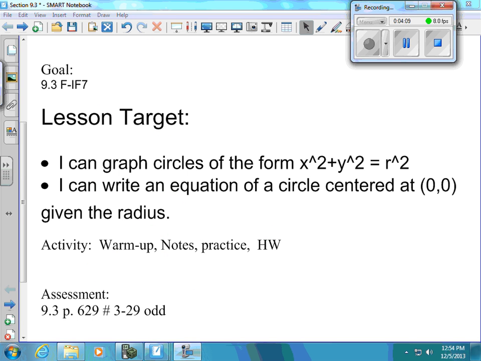So I believe we hit our targets. We graphed circles, and we wrote equations of circles centered at 0, 0, given the radius.